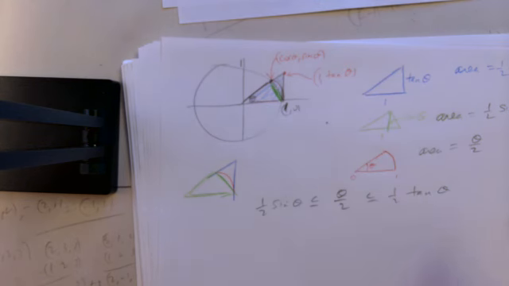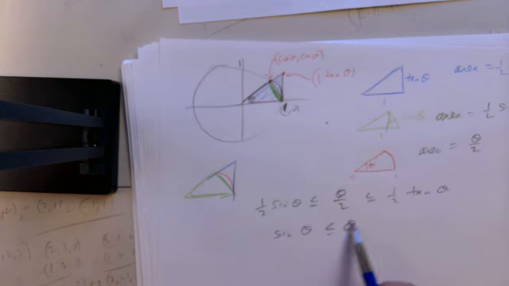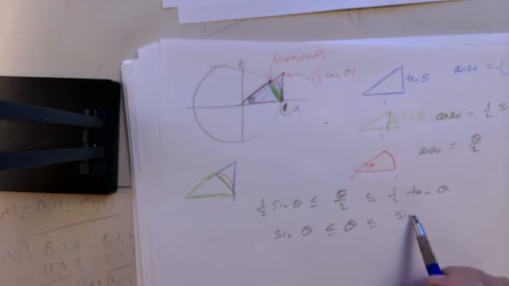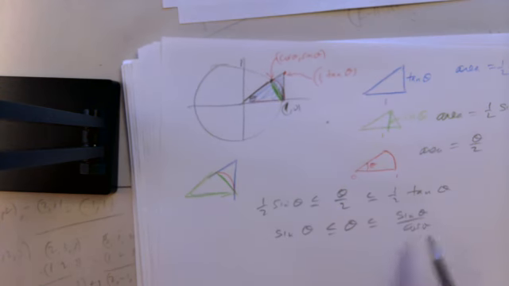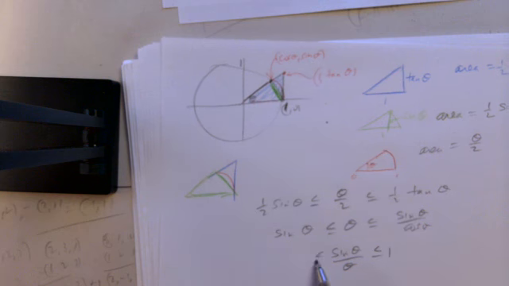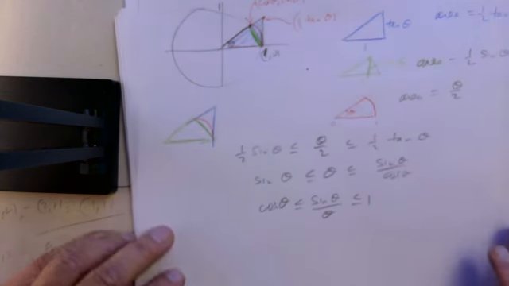If we multiply by 2 just to get rid of these 2's, I have sine theta less than or equal to theta less than or equal to tangent, and the tangent is the sine over the cosine. So if I rearrange this, sine theta over theta is less than 1. And from this, sine theta over theta is greater than or equal to cosine theta.